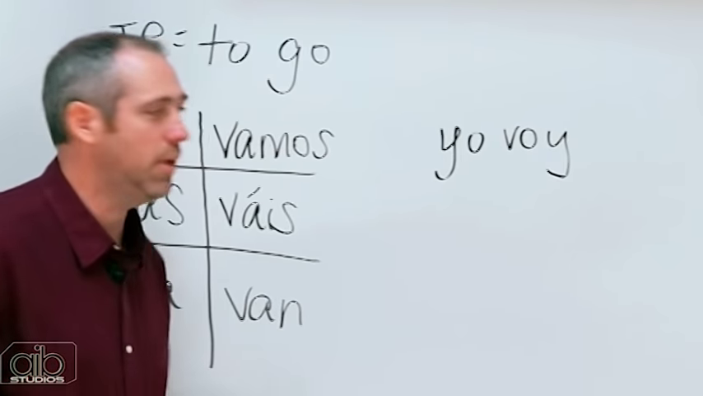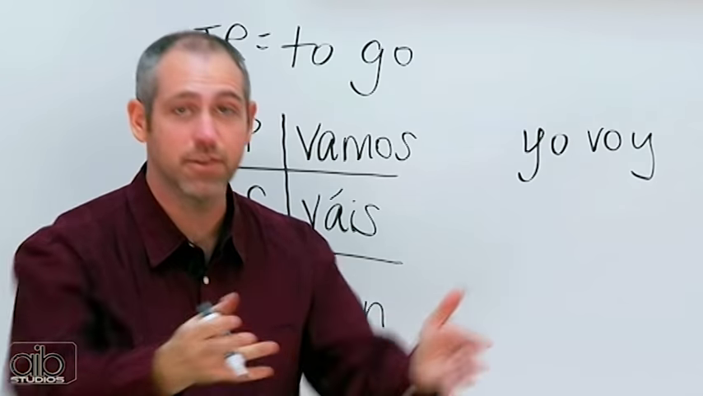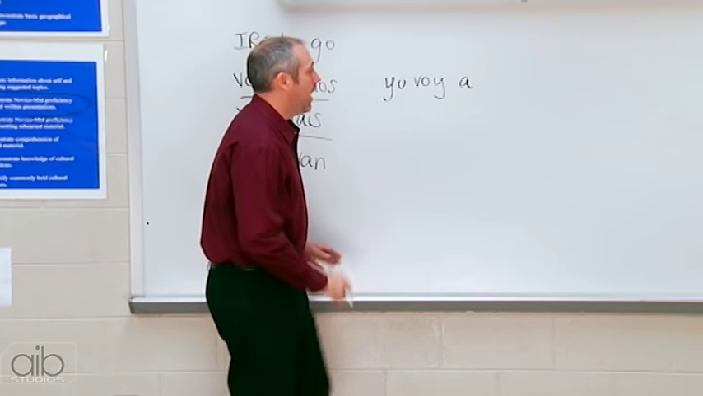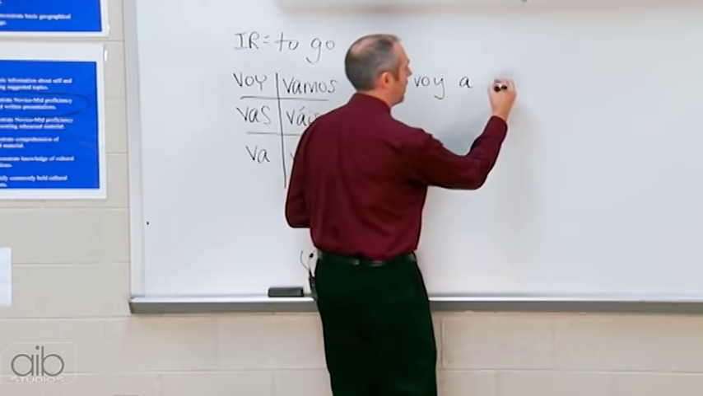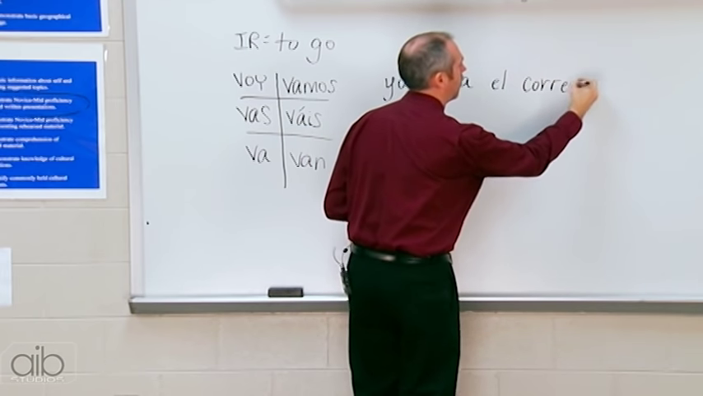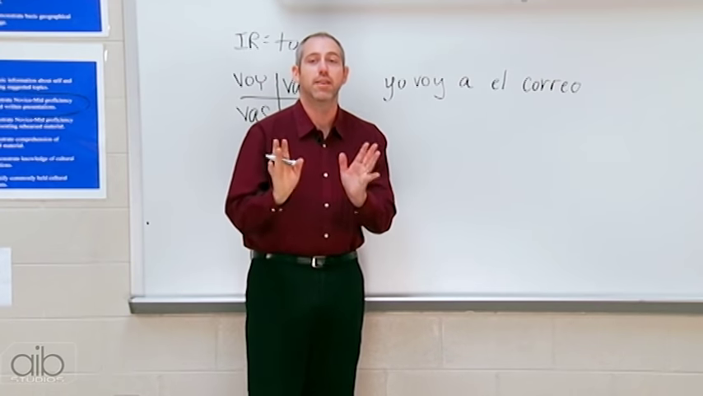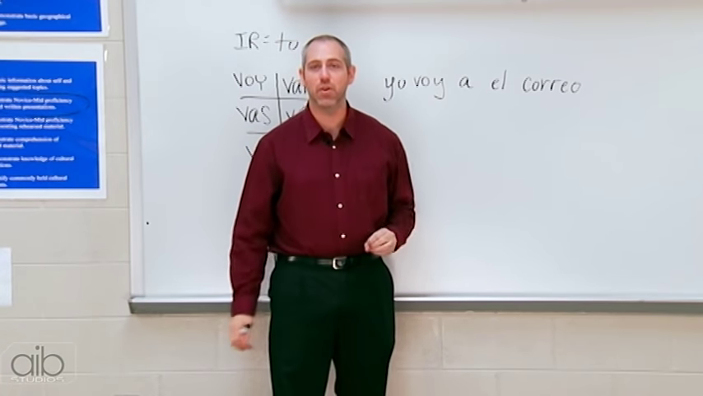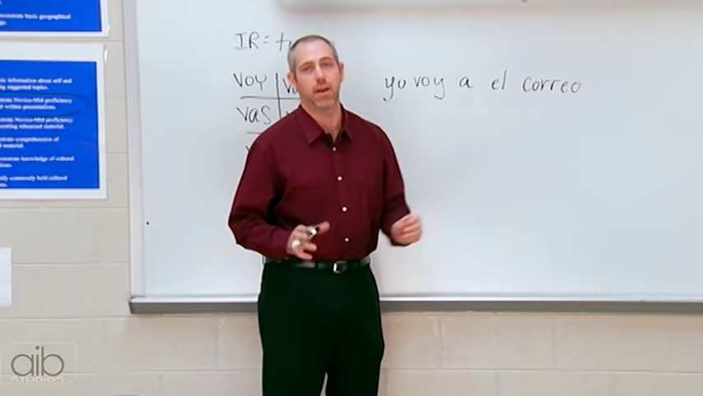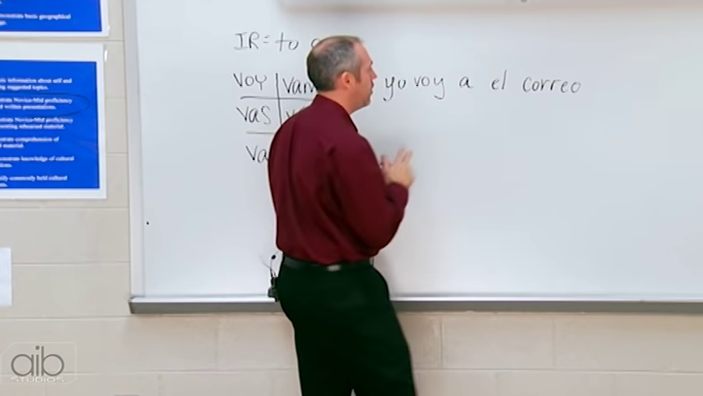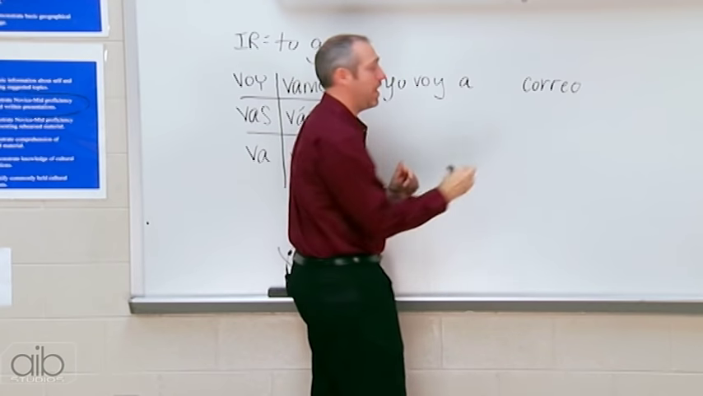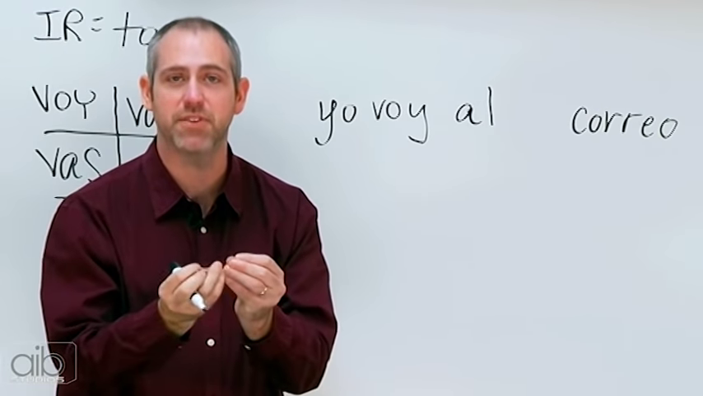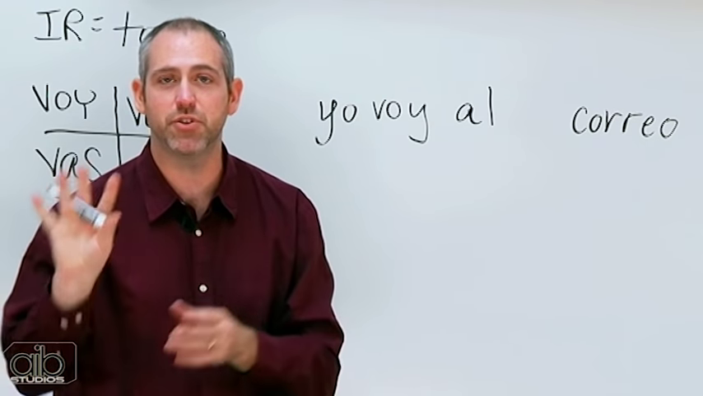Yo voy. Now, the word to in Spanish, it also means at, to or at, is a. Just the letter A, that actually means to or at. And then the post office is el correo, el correo. Now, here's something we have to remember in Spanish. It's a little rule, a and el, when you have a and el together in Spanish, they have to come together and make a new word. So we're going to change a and el into al. So anytime a and el are together, they become al.